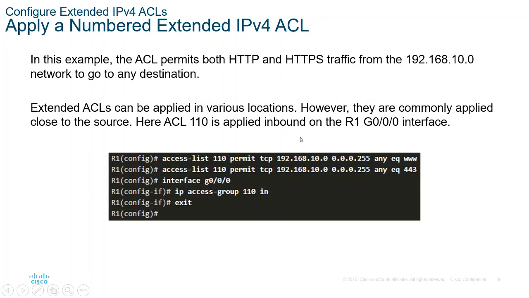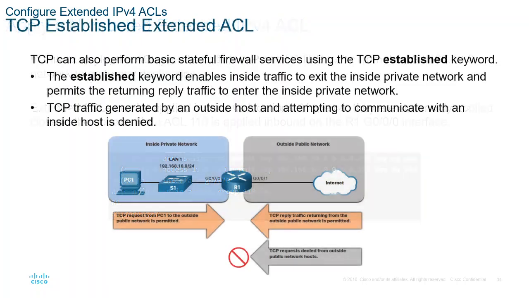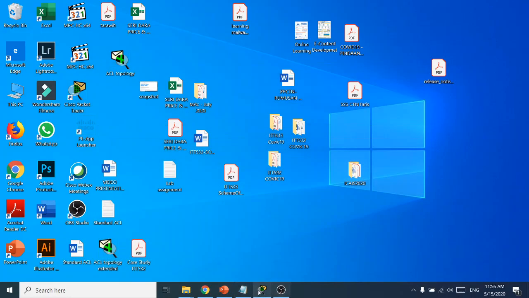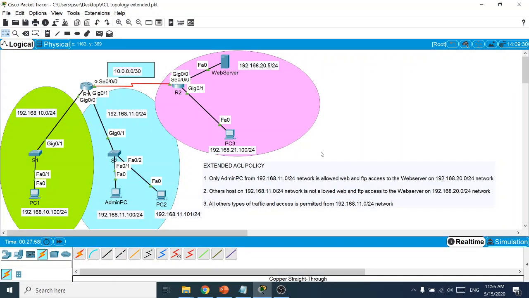Okay, after we implement the access control list, we need to apply it on the appropriate interface. For example, here we implement it on the interface G0/0/0, we apply inbound to that interface. Okay, so let's start with the configurations. I will use the same topology. As you can see, we have the same topology, three different networks here.